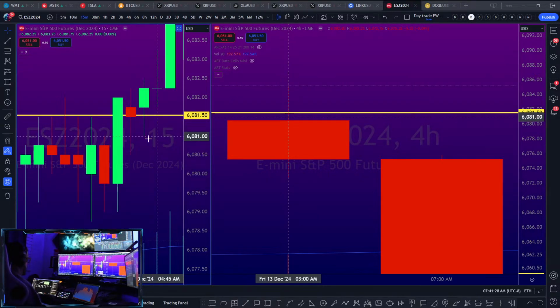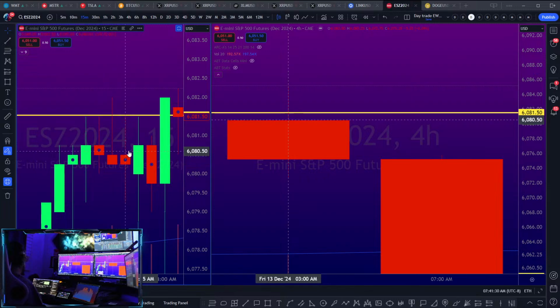$12.50 times 4 for the whole point, that's your $50. It's $50 per point that it goes up per contract. So one contract going from 6,080 to 6,081 you would receive $50. So 10 contracts, right? Thumbs up. That's what I'm doing.